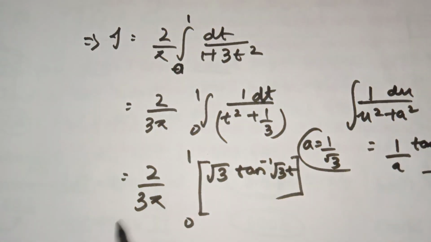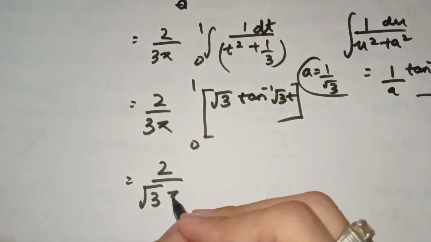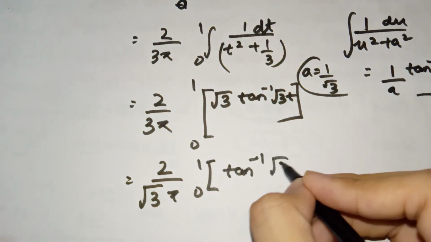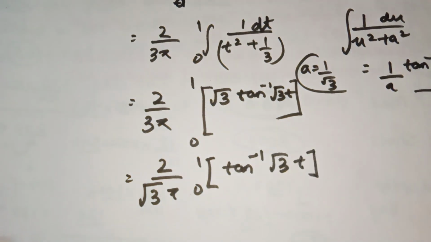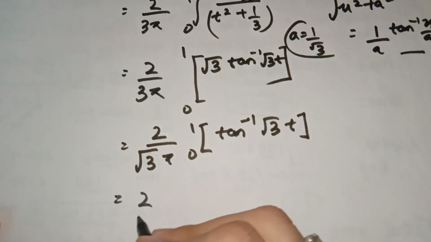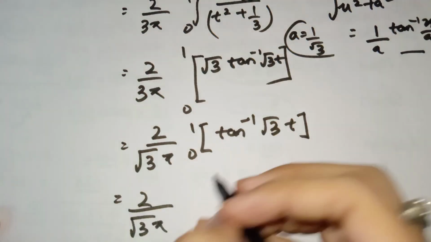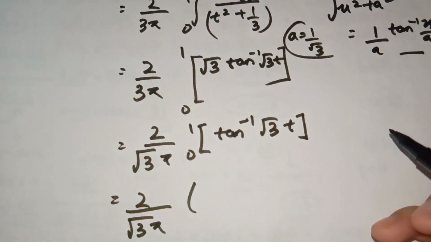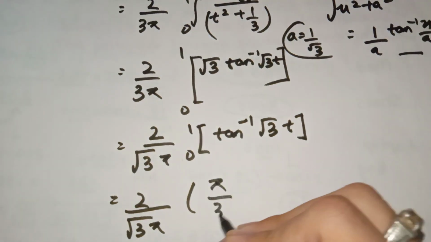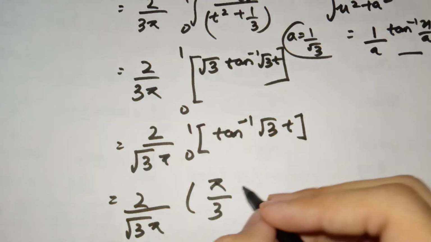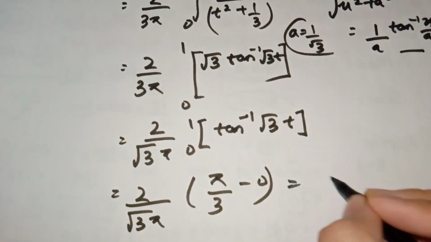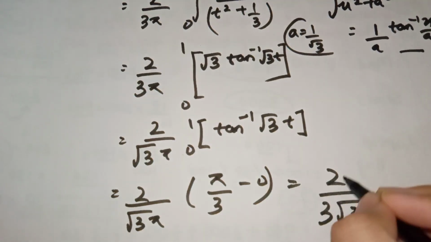Yes. Now root 3 and 3 cancel to some extent, 2 by root 3 pi, and here we have 0 to 1 tan inverse root 3 t. Now we put the limits. If we put t as 1, tan inverse root 3, and we know tan inverse root 3 is pi by 3, 60 degree, right? And tan inverse 0 is equal to 0. So now here pi cancels, we get 2 by 3 root 3.